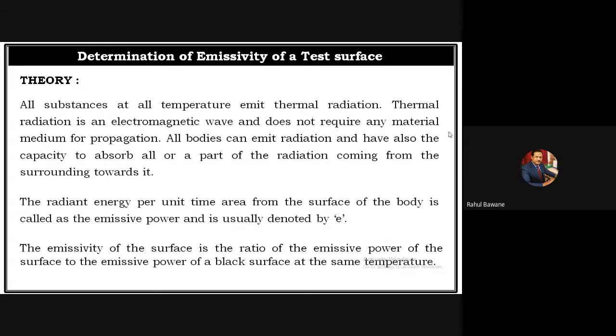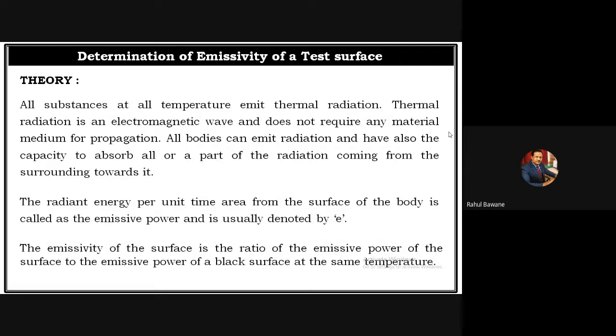And emissivity is a ratio: the ratio of any surface's radiation or emissive power with respect to a standard, and that standard is a black body. So emissivity is simply the ratio of the emissive power of any surface divided by the emissive power of a black body, because a black body is considered to have the highest emissive power capacity.